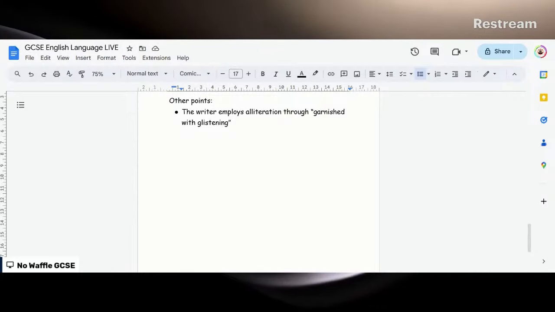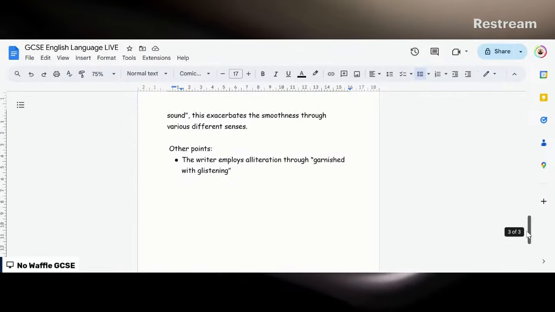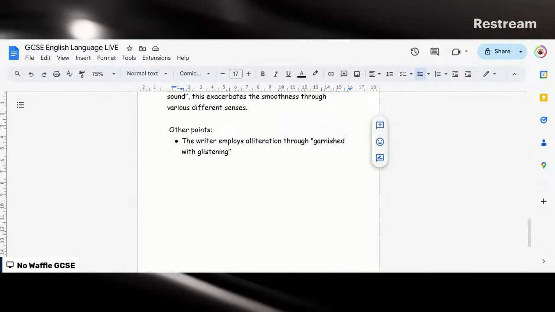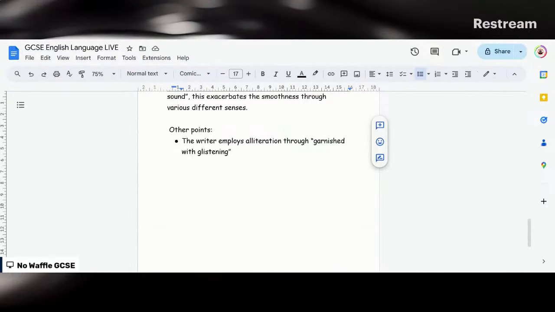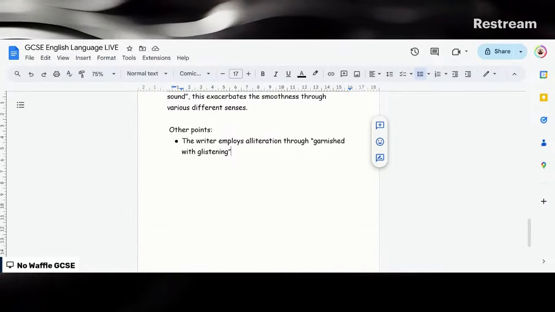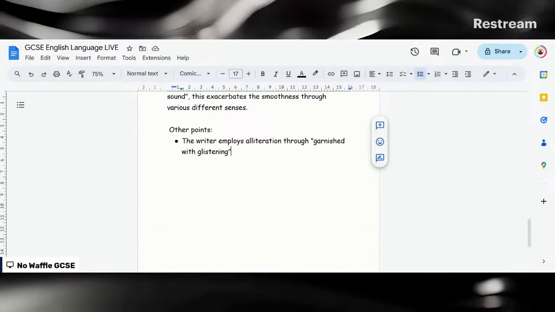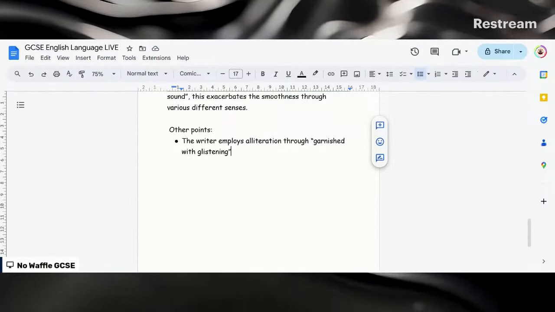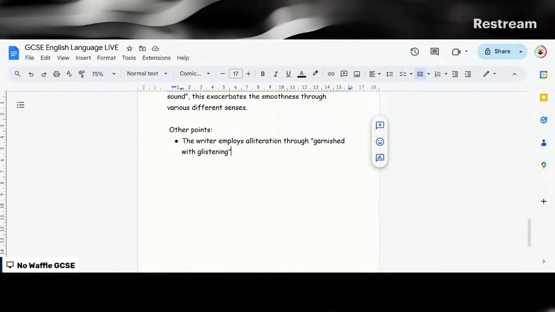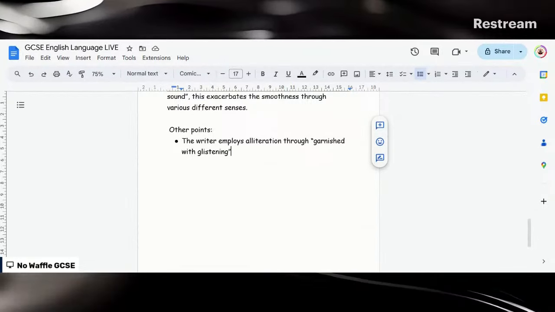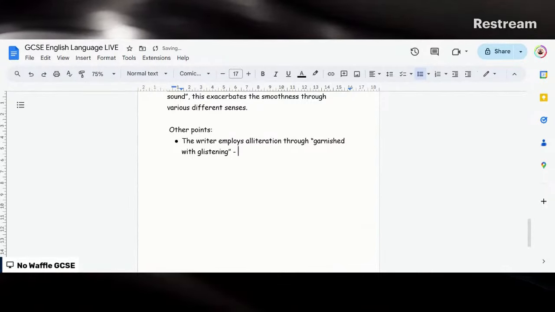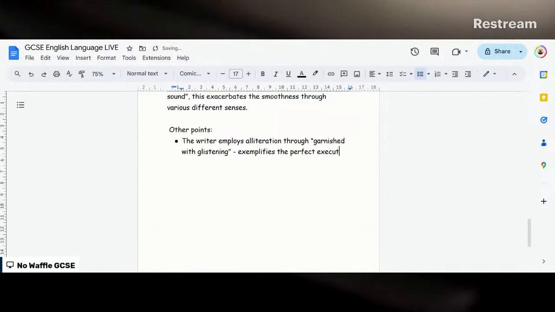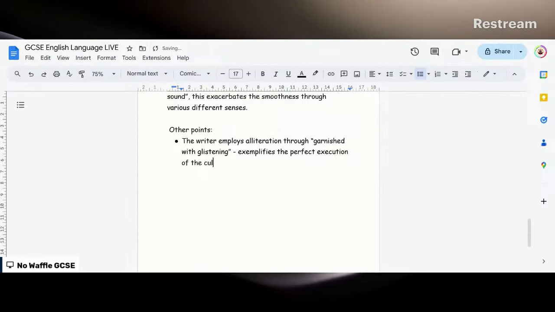This is definitely enough to get the full 8 marks, because this does seem like not that much on the computer, but it would probably be a lot more on the page, and you don't want to spend any more than a whole page on this. The writer employs alliteration through garnished with glistening, so you can add other points if you're not confident in the points that you've made, just to ensure that you can get as many marks as possible. But I recommend doing that after, when you go back and check. You can suggest that this exemplifies the perfect execution of the culinary goods.